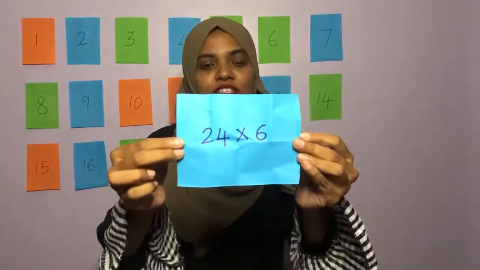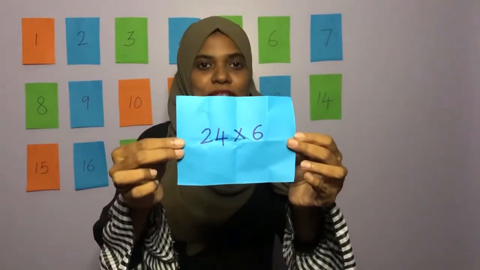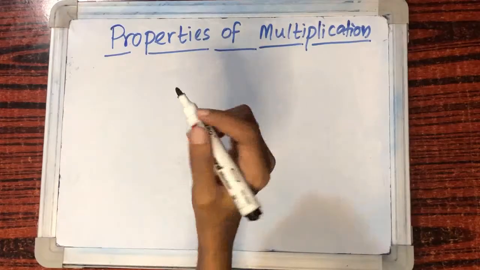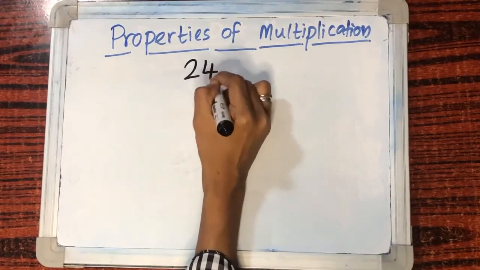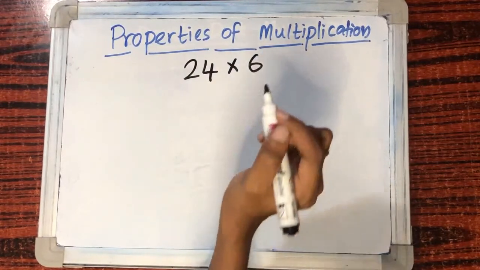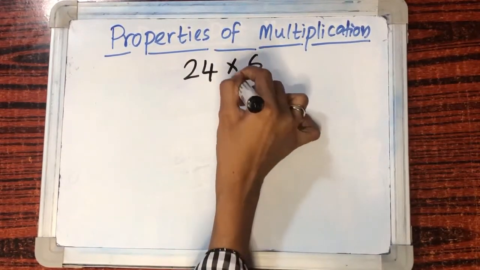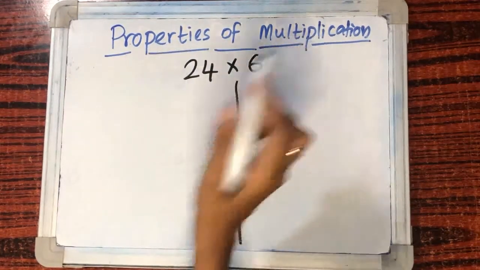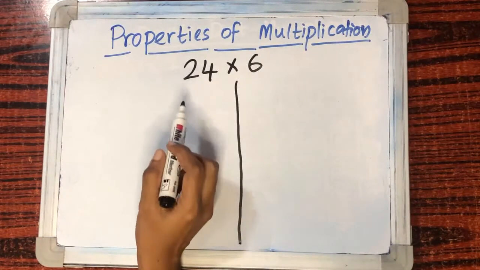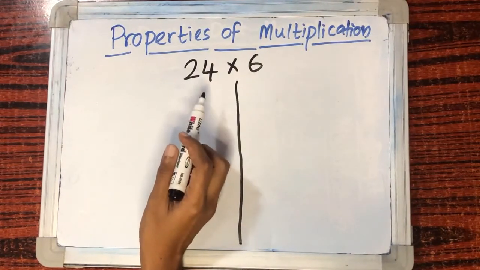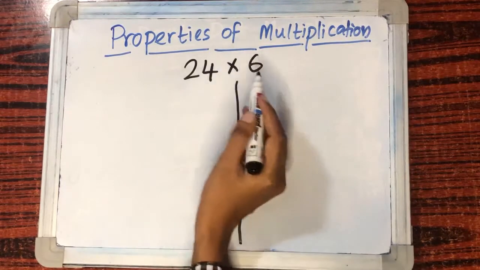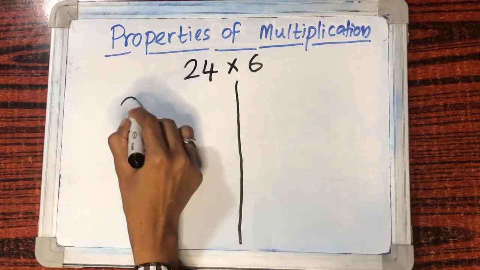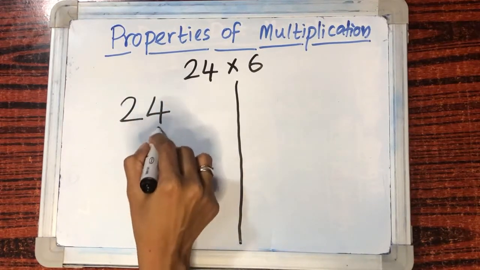So this is your first question, 24 times 6. Let's try this question together. I am going to show two ways on how you could get the answer for this question using properties of multiplication. We could use the first property, which is the order of the numbers does not matter, meaning we could use 6 times 24 or 24 times 6 by using normal multiplication.